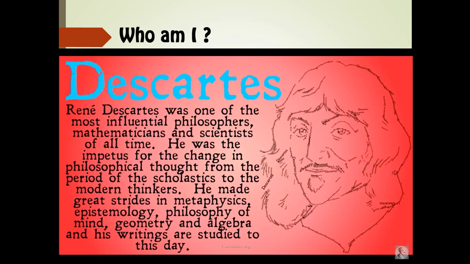Now, René Descartes was one of the most influential philosophers, mathematicians, and scientists of all time. He was the impetus for the change in philosophical thought from the period of the scholastics to the modern thinkers. Remember, the scholastics just tried to make the ancient Greek texts make sense with the Bible and find a way to manage both faith and reason, whereas our modern thinkers are going to delve into a lot more areas of philosophy. He made great strides in metaphysics, epistemology, philosophy of mind, geometry, and algebra, and his writings are studied to this day.